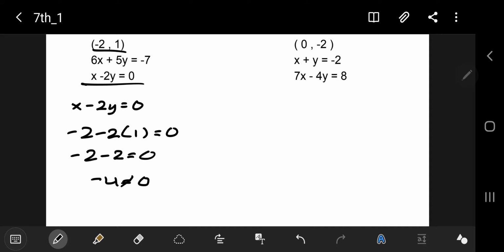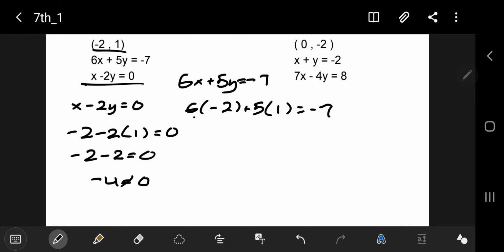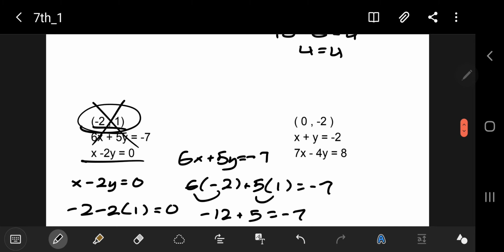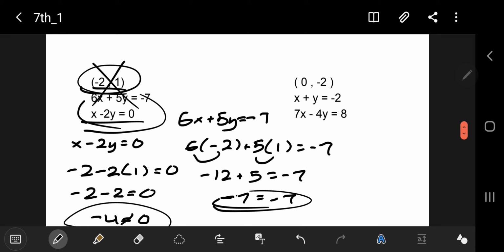Okay. Now let's try this one. 6x plus 5y is equal to negative 7. So negative 2 is x. y is 1. Is equal to negative 7. 6 times negative 2 is negative 12. Plus 5 times 1, which is 5, is equal to negative 7. Yes, because negative 7 is equal to negative 7. So this works. This one doesn't, which means the ordered pair would not be a solution because it doesn't work for both of these equations.